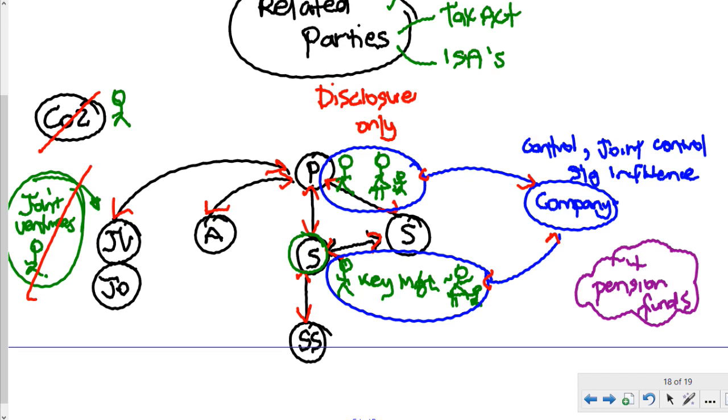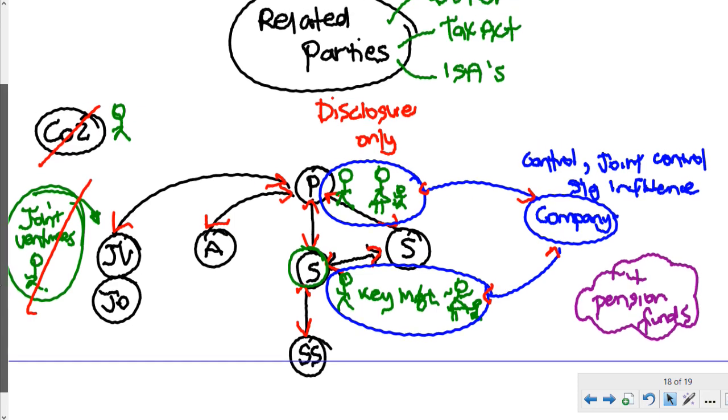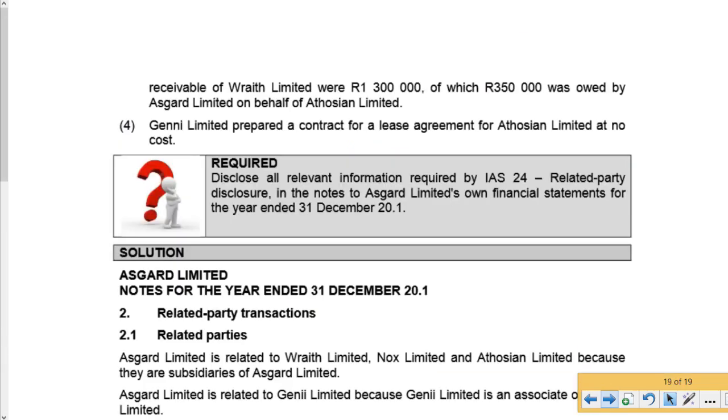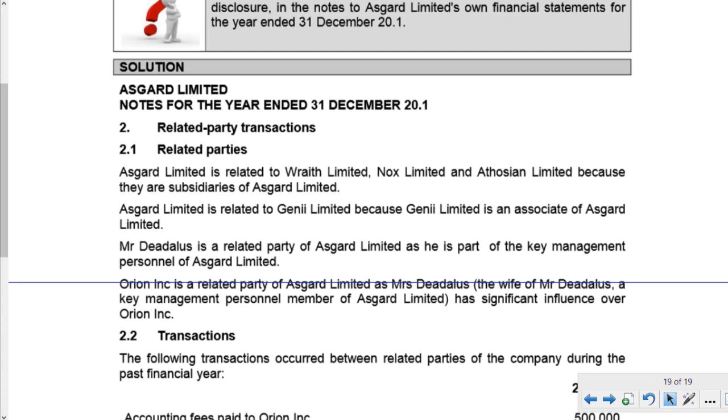Providers of finance, trade unions, public utilities, government departments, suppliers, customers, all of those people, there's no link with them in terms of ownership or decision making. Do you agree? So none of those are related parties. Okay, so once we've identified that we have a related party, we have a requirement to disclose transactions with related parties and balances owing to or by related parties. Here is the example. It should be right almost at the end of your study guide. I don't know, your pages and mine differ.